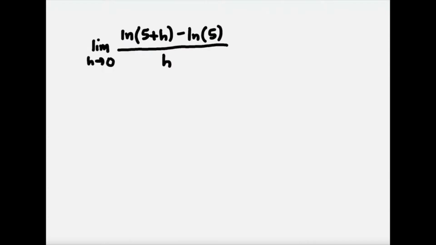So if I was going to rewrite this, just looking at it as the limit definition of derivative, it would look like the following. So it would look like the derivative of ln x where you plug in 5 for x.